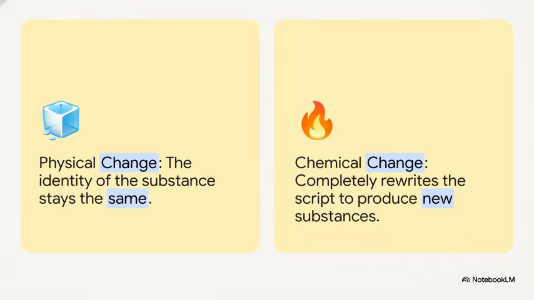So the big rule to drill into your head here is the difference between a physical change, التغير الفيزيائي, which means the underlying identity stays exactly the same, you just changed what it looks like. But a chemical change, التغير الكيميائي, completely rewrites the script. It literally produces brand new substances with totally new identities.